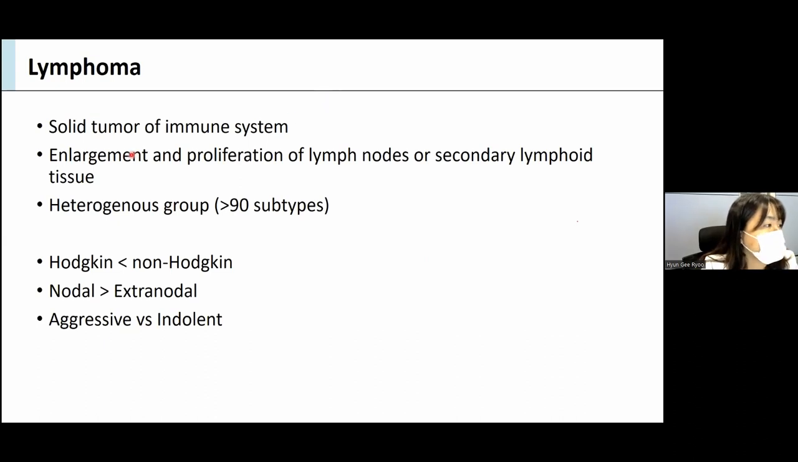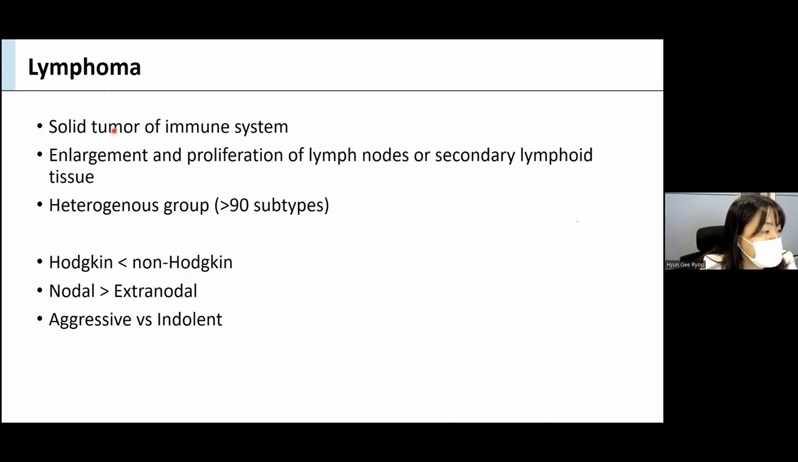So lymphoma is the solid tumor of the immune system. It presents with the enlargement and proliferation of the lymph nodes or secondary lymphoid tissues. The lymphoma itself is a very heterogeneous group of diseases. So it has more than 90 subtypes. And also the lymphoma can be divided into Hodgkin lymphoma and non-Hodgkin lymphoma. And the prevalence is much higher in non-Hodgkin lymphoma.